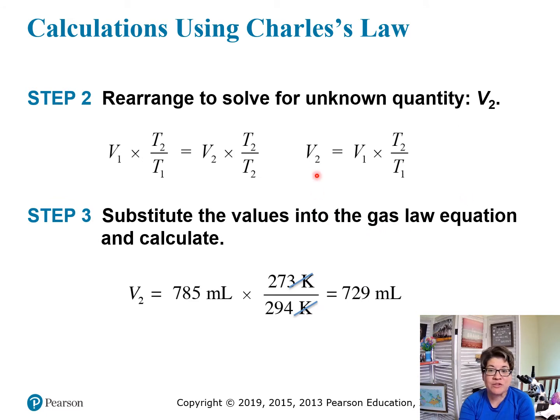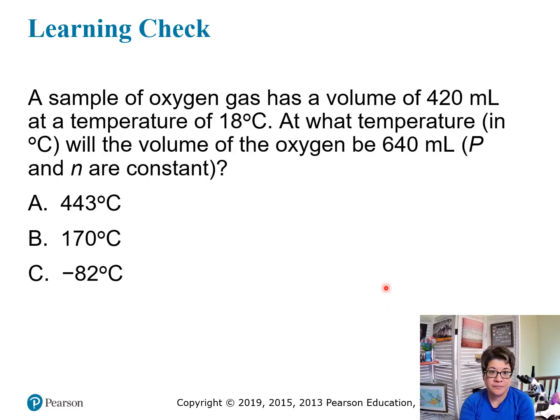Then we rearrange the equation, so we're solving for that V2 that we need. We plug in our values, and our final answer is 729 mL, which is a smaller volume than 785, so that looks like it's correct. Okay, let's try this one on your own and see if you can solve it.